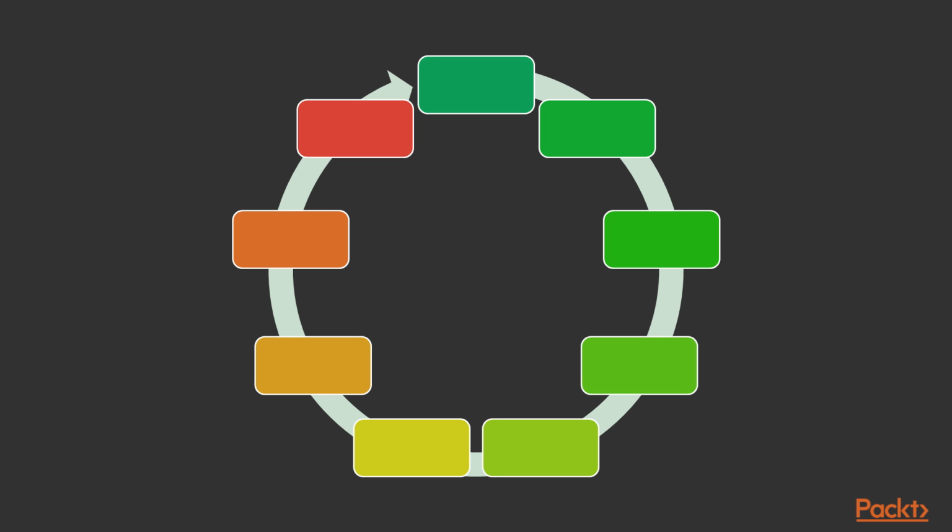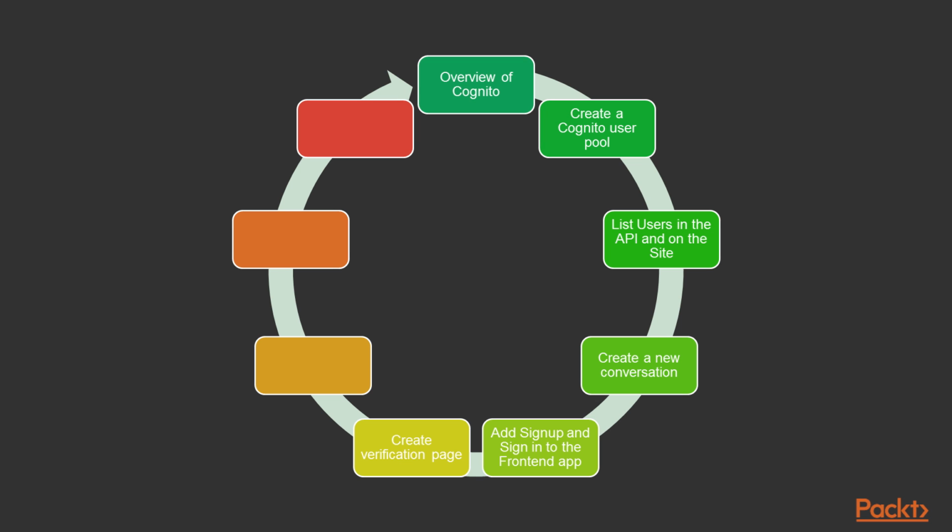In this section, we will have a look at: 1. Overview of Cognito, 2. Create a Cognito user pool, 3. List users in the API and on the site, 4. Create a new conversation, 5. Adding sign up and sign in to the front-end app, 6. Create verification page, 7. Add login and logout, 8. Using a Cognito authorizer with API Gateway, and 9. Passing user token to the API.